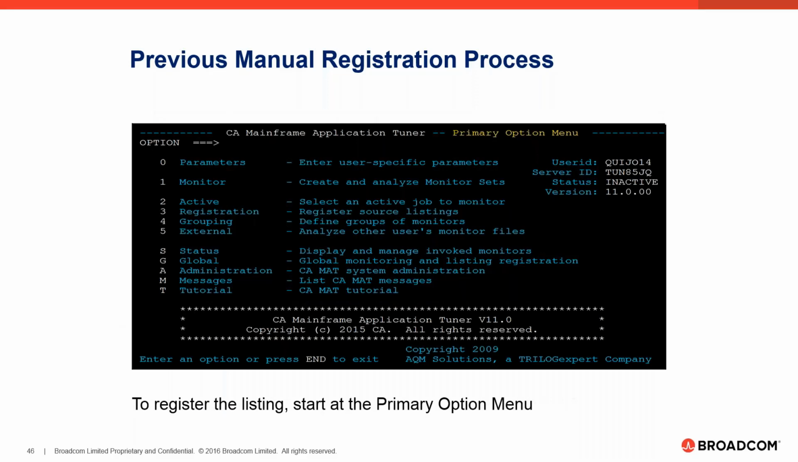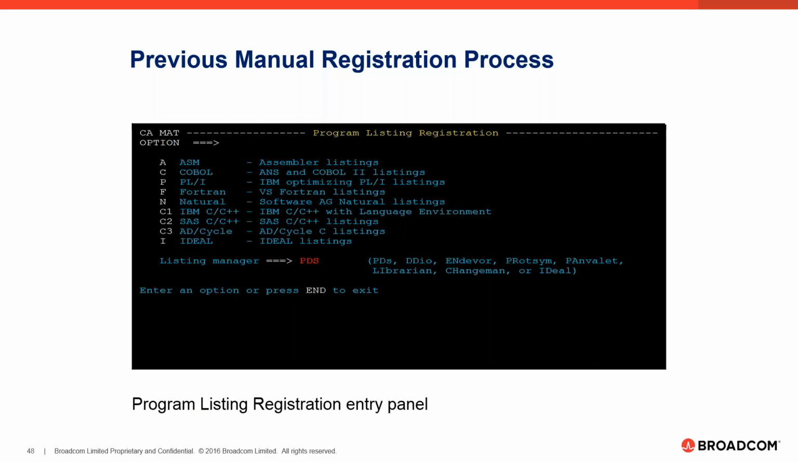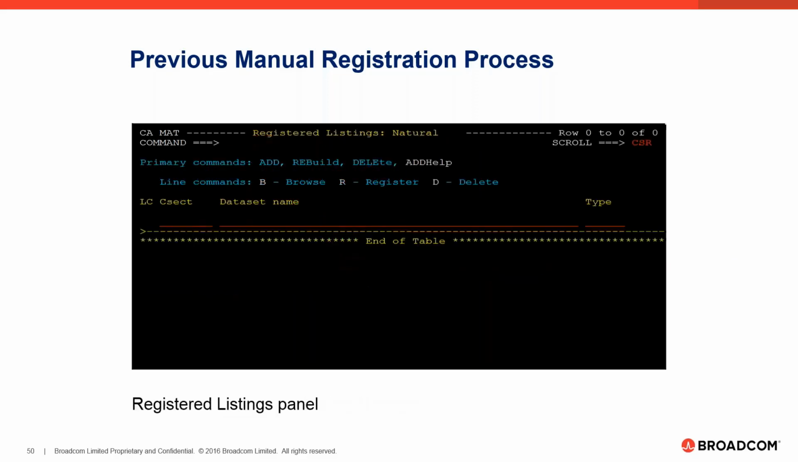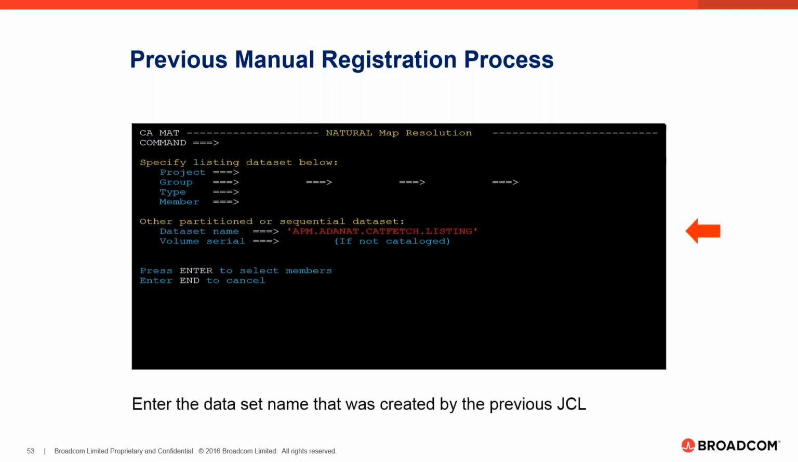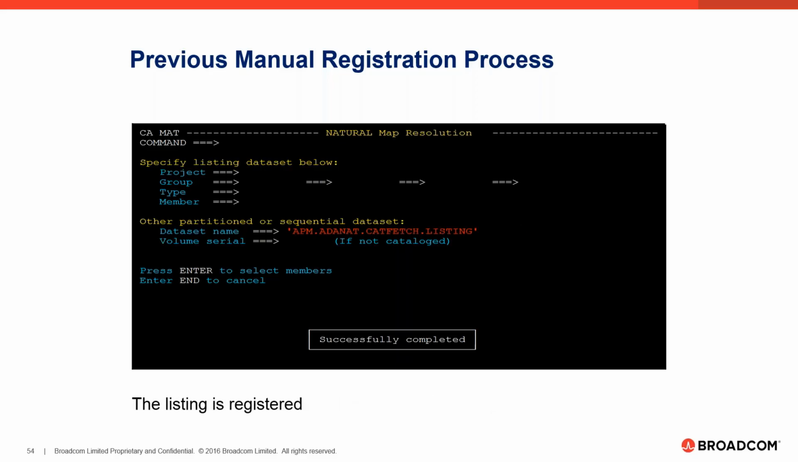Now, the next step would be to get into Mainframe Application Tuner and choose the registration option. And on the program registration entry panel, select the language and the listing manager, which in this case was PDS. When you get to the registered listings panel, you can do the add command to add a listing, specify the data set name, hit the enter key, and hopefully the program is successfully completed and registered.